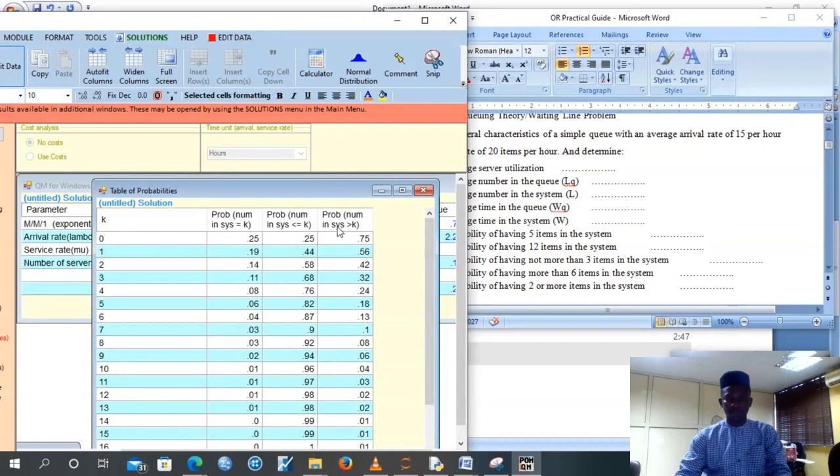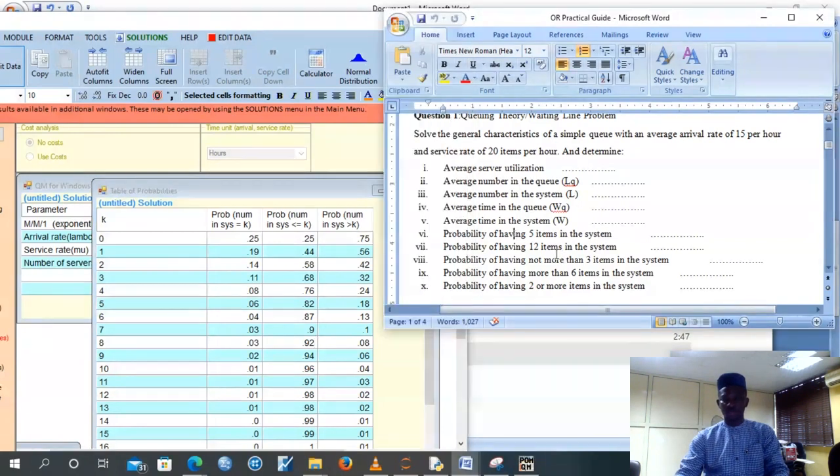Then the next one is probability of greater than. Probability of greater than 3 is from 4 upward. It can also be equal to 1 minus probability of less than or equal to 3, for those that are used to probability. Now, probability of having 5 items in the system. This is exactly the number in the system, so we are going to use equal to. This is probability of k equal to 5. We check k equal to 5 and pick our answer. The answer is 0.06.